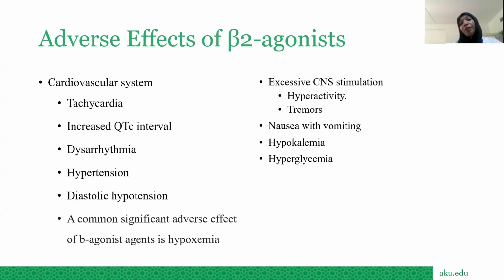While using the beta 2 agonist, we have to keep in mind certain side effects. There would be tachycardia, there could be increased QTc interval, dysrhythmia, hypertension, diastolic hypertension. That is why we do continuous ECG monitoring once the patient is in the PICU and on IV beta agonist. A common adverse effect is hypoxemia. Then, because of excessive CNS stimulation, there could be hyperactivity and tremors, nausea with vomiting. Important side effects are hypokalemia and hyperglycemia. Hypokalemia is really important; we have to monitor the potassium levels. And with hypokalemia, there could be worsening of cardiovascular side effects.